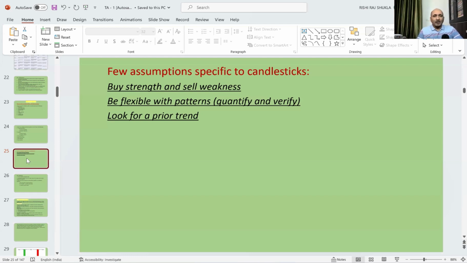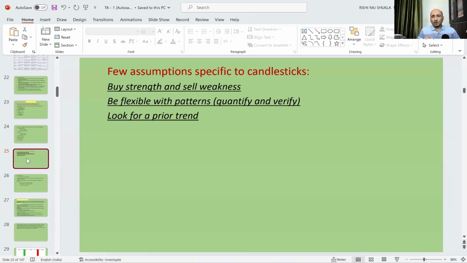The last point is look for prior trend. As we discussed in the beginning itself, we see 4 or 5 days the market is in a downtrend, and then a particular formation happens, and from there reversal happens. So it is important to see the prior trend, what the trend is, and from there how a new pattern is emerging and a new direction and new momentum is possible. So it is necessary to see this.